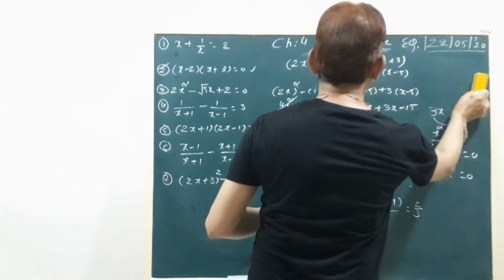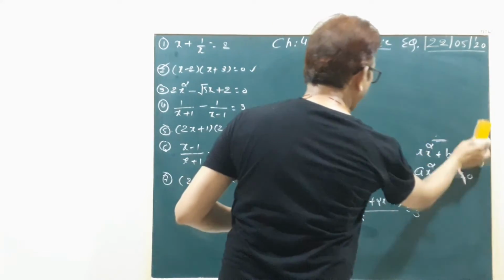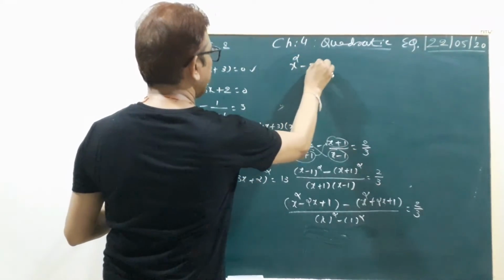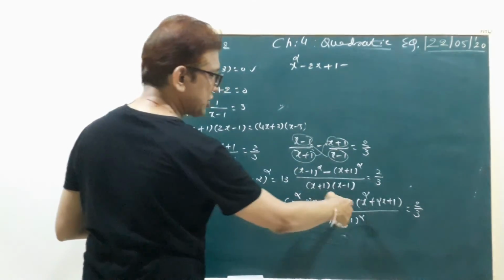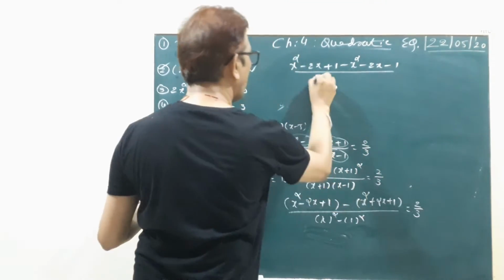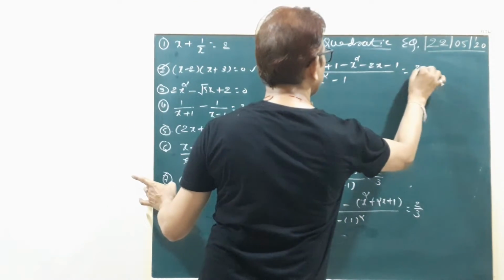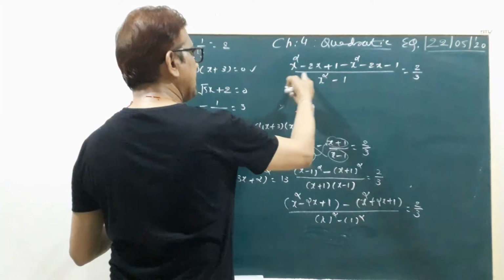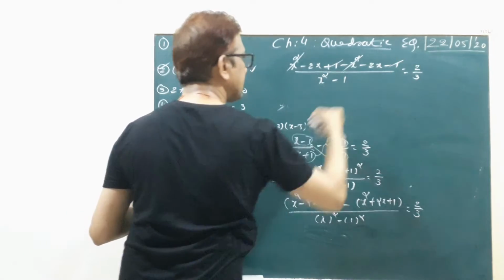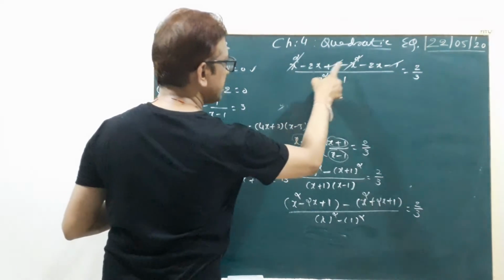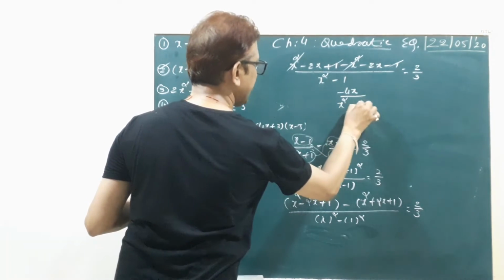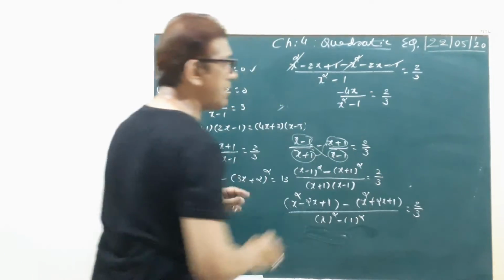Now open the bracket in the numerator. X square minus 2x plus 1 minus. Now change the sign in the 3 down. X square minus 2x minus 1 upon x square minus 1 equal to 2 by 3. In the numerator, x square cancel. Plus 1 minus 1 cancel. Right? Minus 2x is minus 4x, upon x square minus 1 equal to 2 by 3.